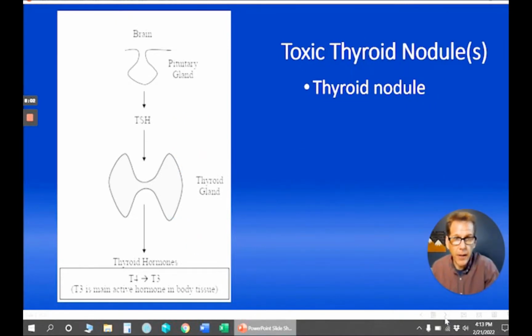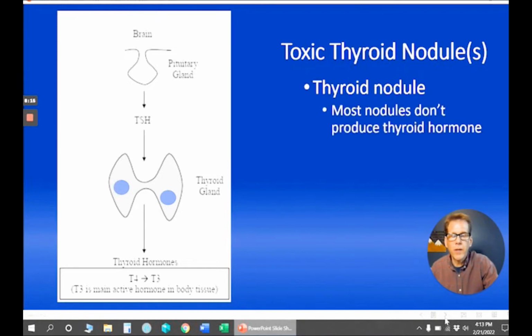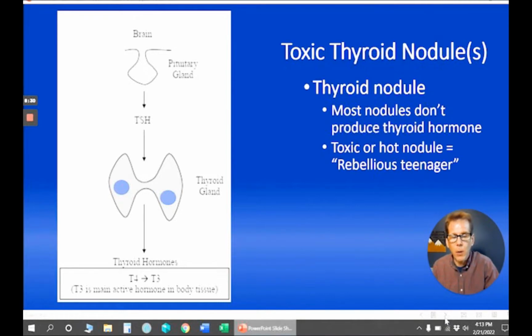Okay, last thing I'll talk about here is this thing called a toxic thyroid nodule. So in this situation, there is a nodule in the thyroid gland, a little bump in the thyroid gland represented by these blue dots. And what we find is that most nodules, so the vast majority of people who have thyroid nodules, do not have toxic nodules, hot nodules, autonomous nodules. They have what are called cold nodules. But a small percentage of nodules do actually overproduce thyroid hormone. We call those toxic nodules or hot nodules.